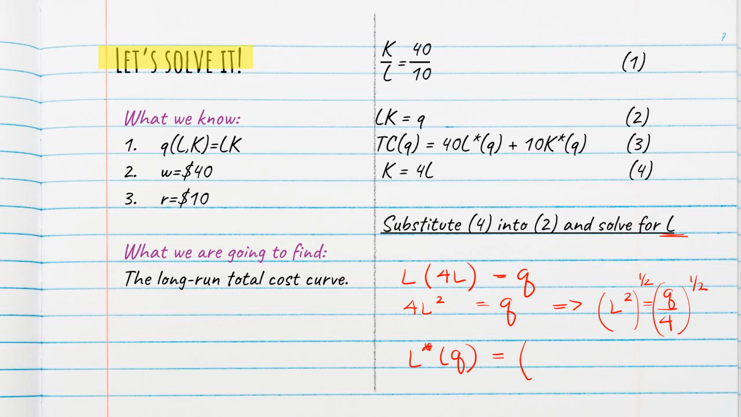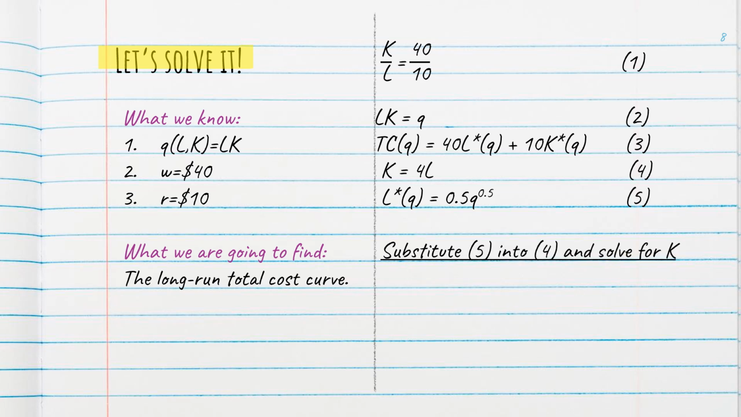Q, oops, a little bit of lag in the recording, sorry everybody, Q over 4 to the 1/2 power. If you want, you can simplify this slightly. 4 to the 1/2 power is 2, so you could rewrite this as 0.5 Q to the 0.5 power if you want to get rid of the fractions. So we have our labor demand curve.